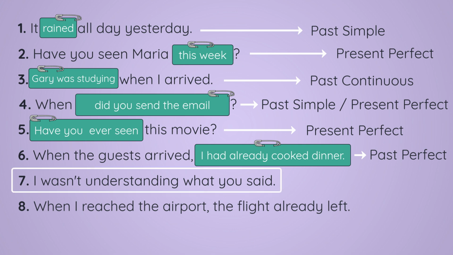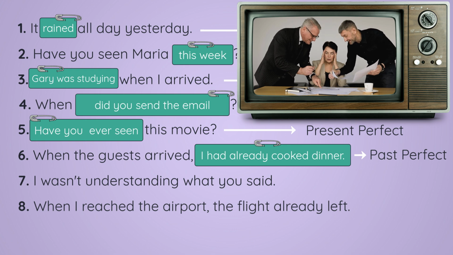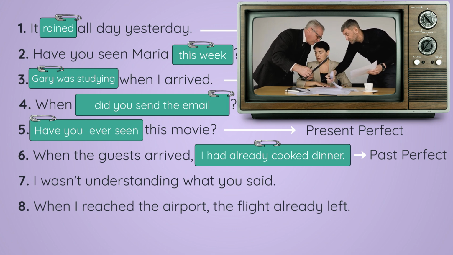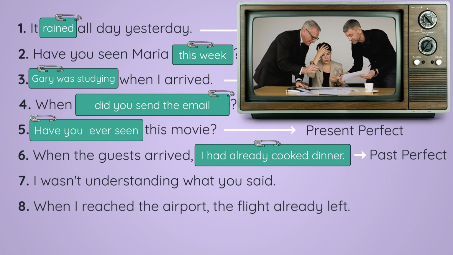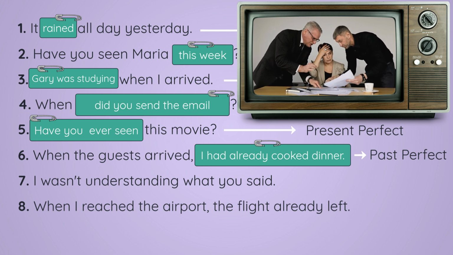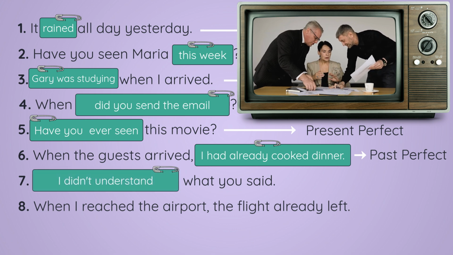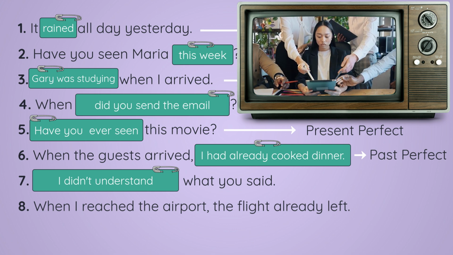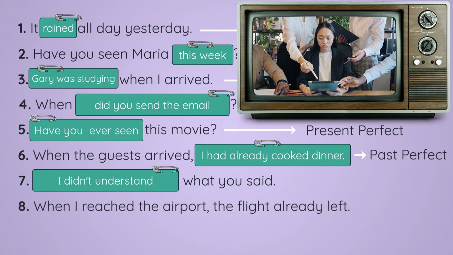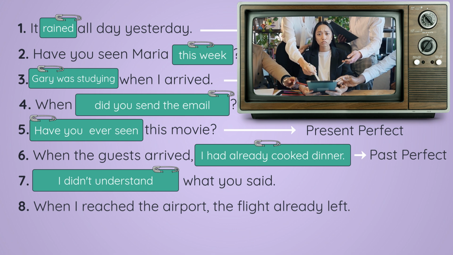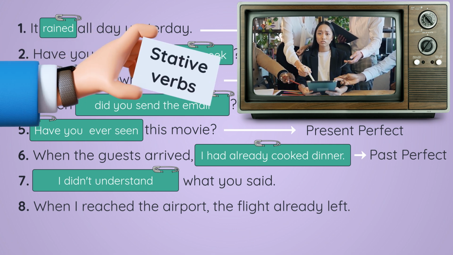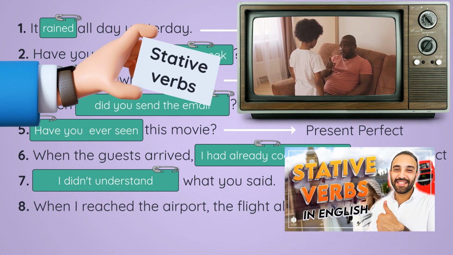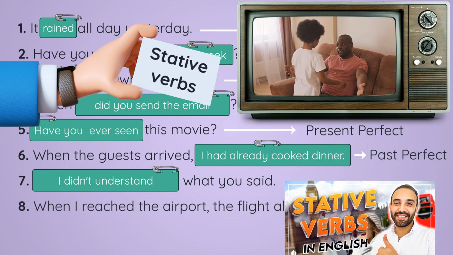Number 7. I wasn't understanding what you said. Well, that's not right. It should be, I didn't understand what you said. Why? Because there are certain verbs which we cannot use in a continuous form. They are called stative verbs. One of my recent videos that I uploaded was exactly about stative verbs.